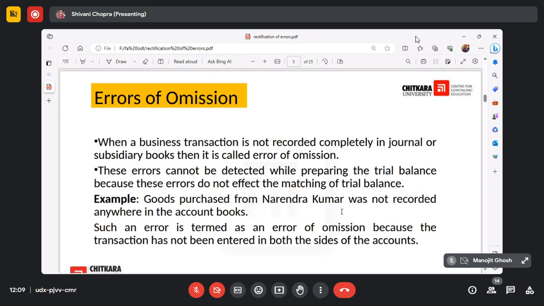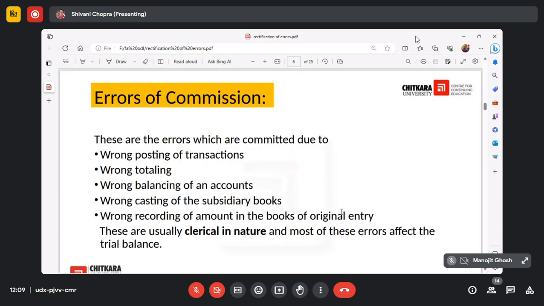There is no trace that this transaction has happened. How does a business come to know that this transaction has happened? Only if it has been recorded. If it has not been recorded, it will not come to the notice of the business. It will not get reflected in the trial balance, and thus it is an error of omission. And the next one is errors of commission.